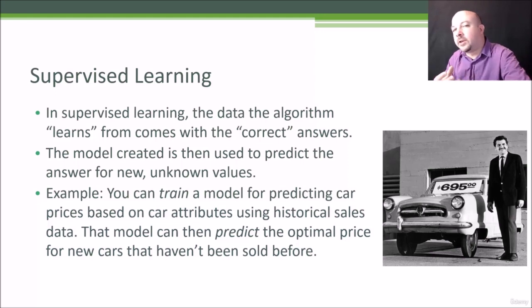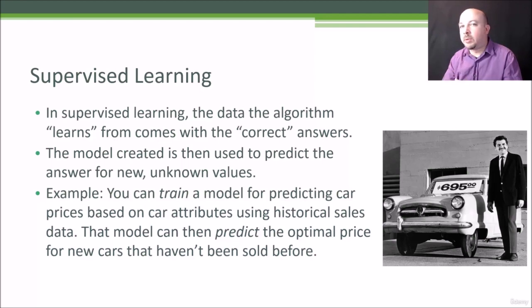Now, in contrast, supervised learning is a case where we have a set of answers that the model can learn from. So we give it a set of training data that the model learns from, and it can infer relationships between the features and the categories that we want, and then apply that to unseen new values and predict information about them.